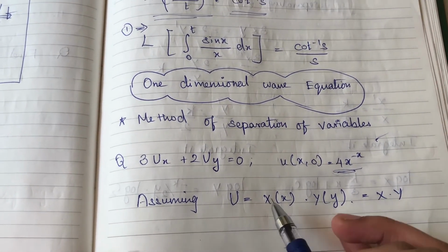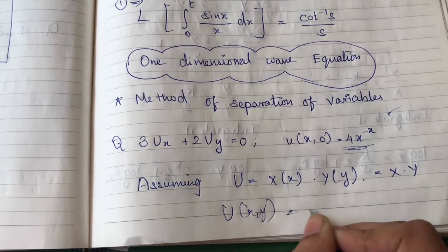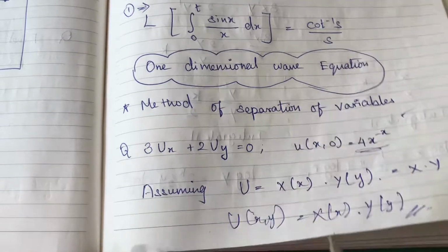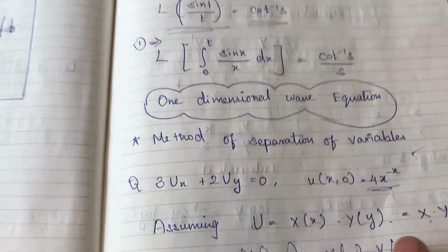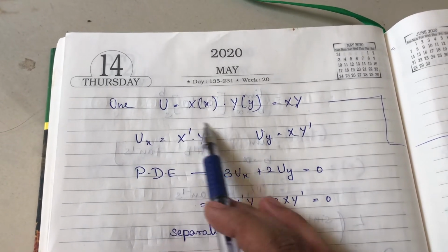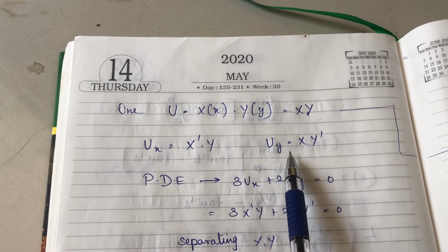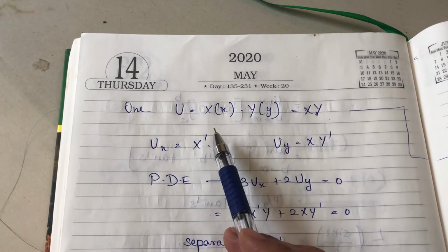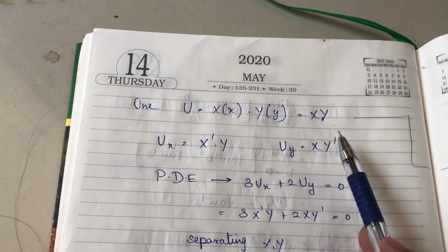So we know that I'm just assuming u of x comma y will be equal to X of x into Y of y. Okay, this is a common term. So in this thing, I'm just writing u which is equal to X into Y, right? So I need to separate the x and y. So u is equal to X into Y. Okay, so I'm just taking this as one equation. So I'm differentiating with respect to x and with respect to y. Differentiating it with respect to x gives X dash Y. With respect to y it will become X into Y dash.